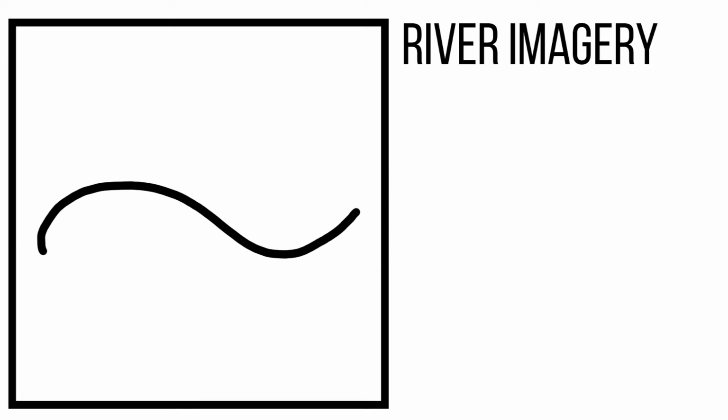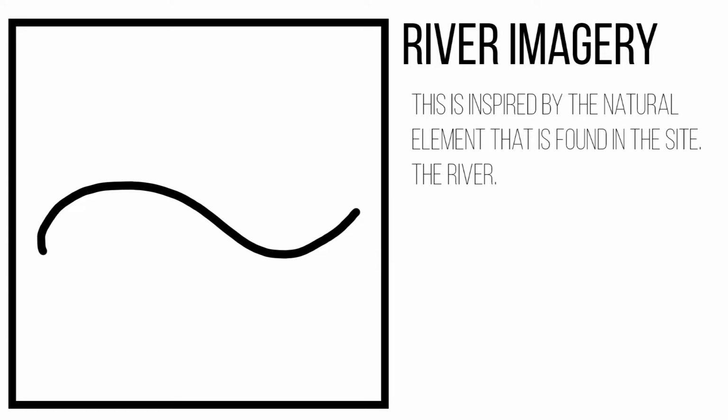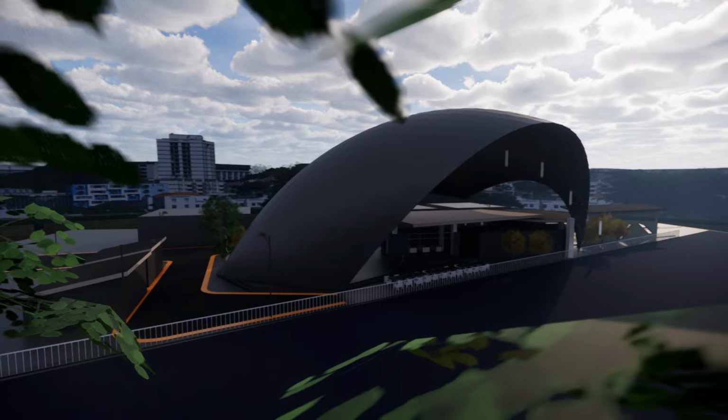The first image shows a curve. This is inspired by the natural element that is found in the site, which is the river. Hence, the curved shape of the building is implemented into the building.